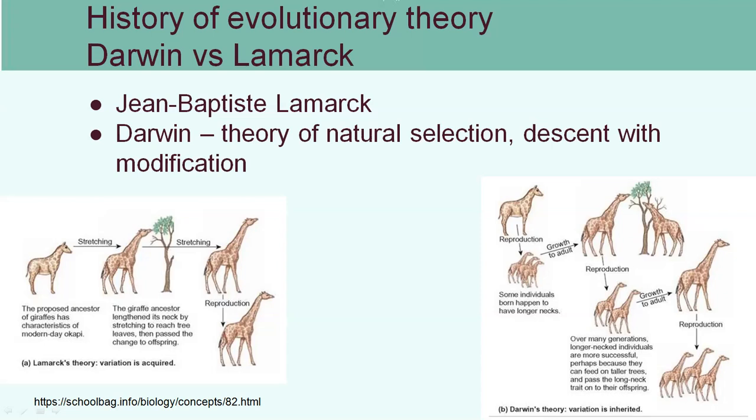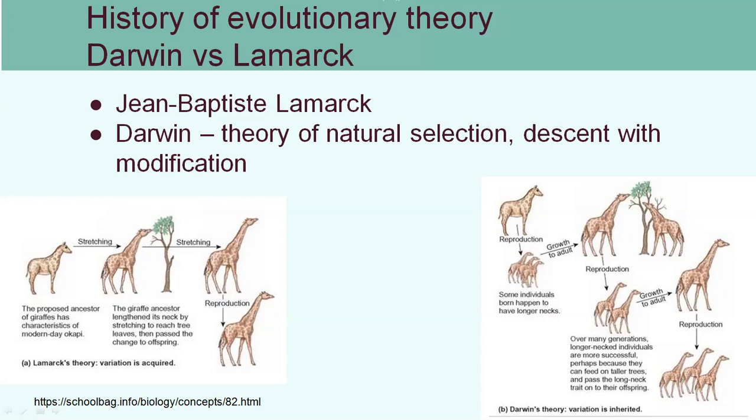In comparison, Darwin proposed something called the theory of natural selection. So he believed in descent with modification. There, yes, the offspring are going to inherit something from the parents. However, it's not something that happened during that organism's own lifetime. So it's not a biological change that happened during their lifetime. Instead, it's something else. And the idea of that seems pretty obvious to us nowadays.